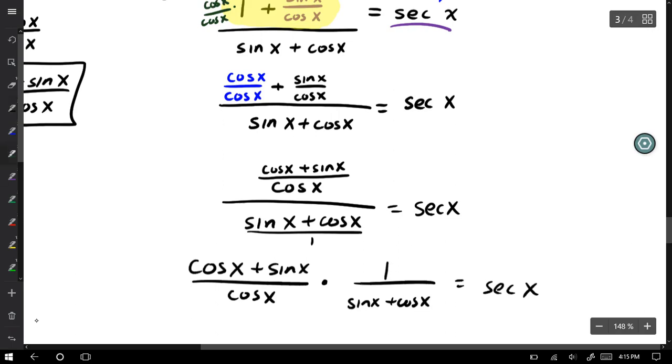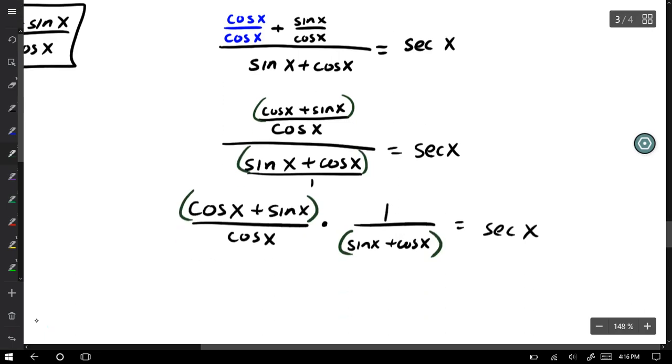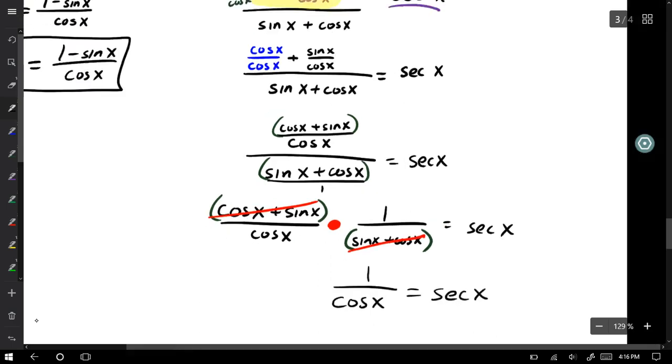Like, again, you have these plus signs with two terms, and I'm going to look at them as factors. So I'm going to put them in parentheses. Look at this. I'm multiplying. Well, when you're multiplying, you can cross out common factors on the top and the bottom. And these are common factors because addition is commutative. 3 plus 2 is the same as 2 plus 3. So sine of x plus cosine of x is the same as cosine of x plus sine of x. Let's see what we have left. When those cross out, I'm left with a 1 over cosine of x equals secant of x.